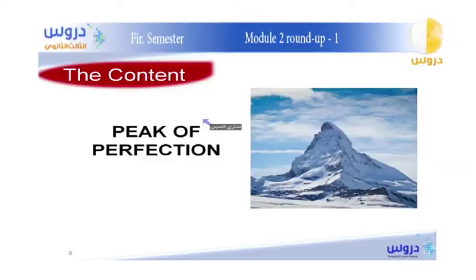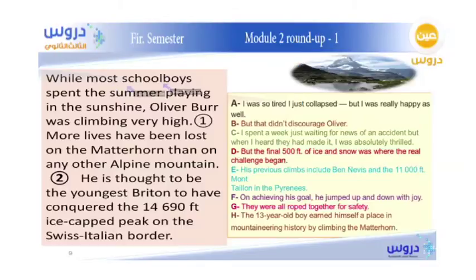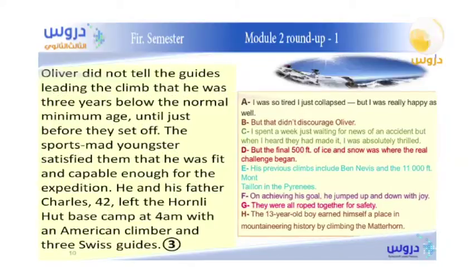The content: Peak of Perfection. While most schoolboys spent the summer playing in the sunshine, Oliver Burr was climbing a very high mountain. More lives have been lost on the Matterhorn than on any other alpine mountain. He is thought to be the youngest Briton to have conquered the 14,690-foot ice cap thick on the Swiss-Italian border. Oh, this guy is good.